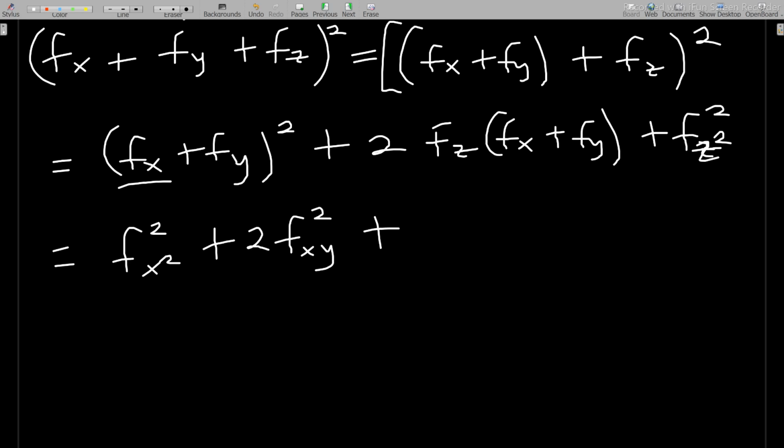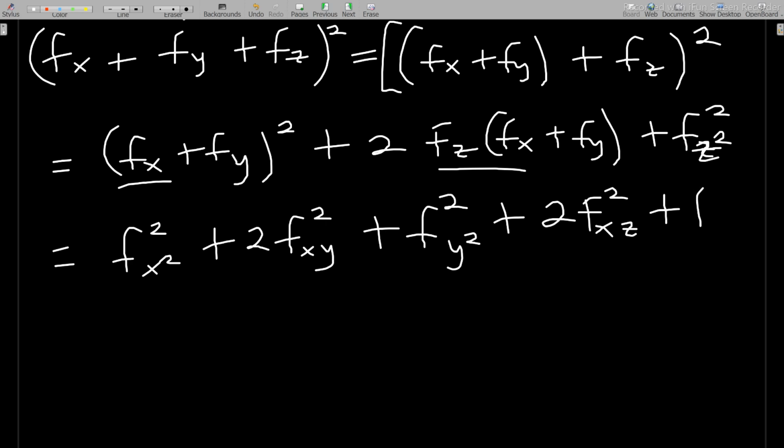Plus fyy, so it means only the y, squared, plus 2, then if I multiply these two, I get xz, because you have two of them. fx times fz, so we have xz. I have plus fyz. There's a 2 here, if you remember, it's 2 times all of them, then plus fzz, squared like that. I think I'm done with that.